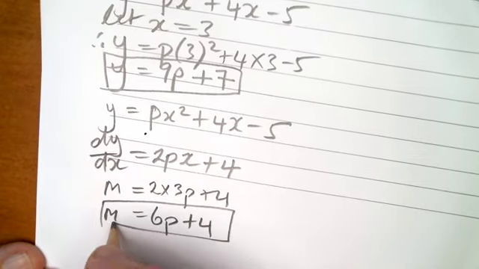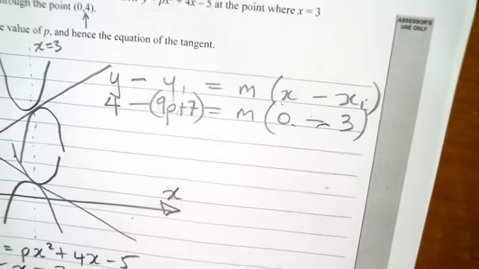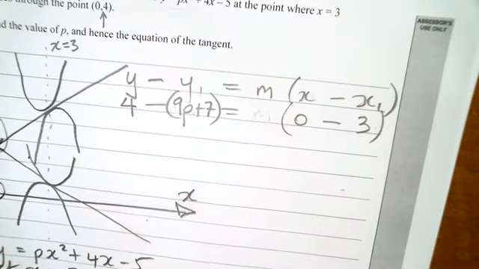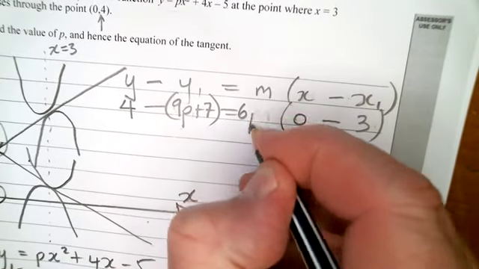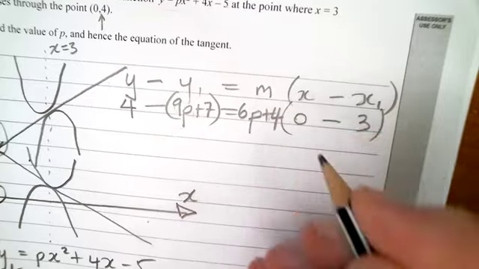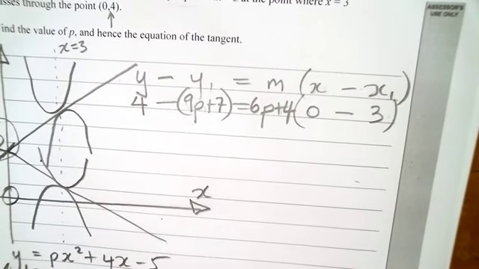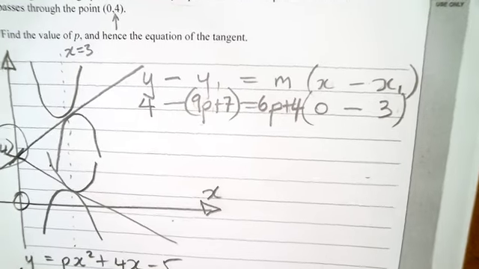There it is. So let's pop that straight in as well. So I'm going to get rid of the m here and just make that 6p plus 4. All right, now we've got rid of the y's, the m's, and the x's. All we've got left is p. So now let's solve for p.